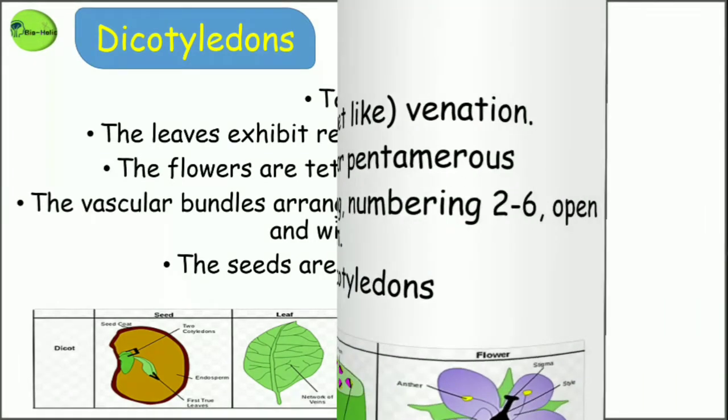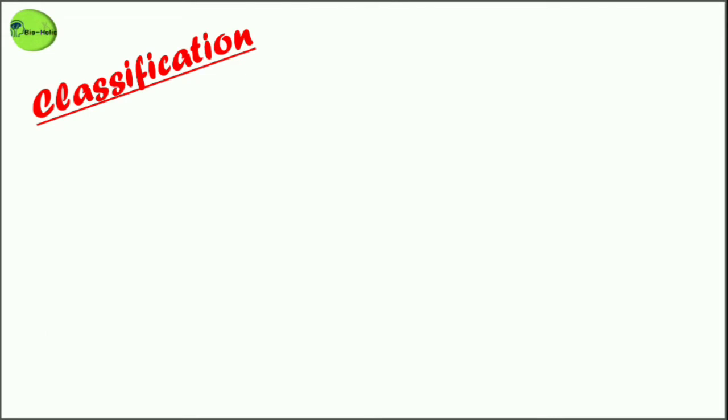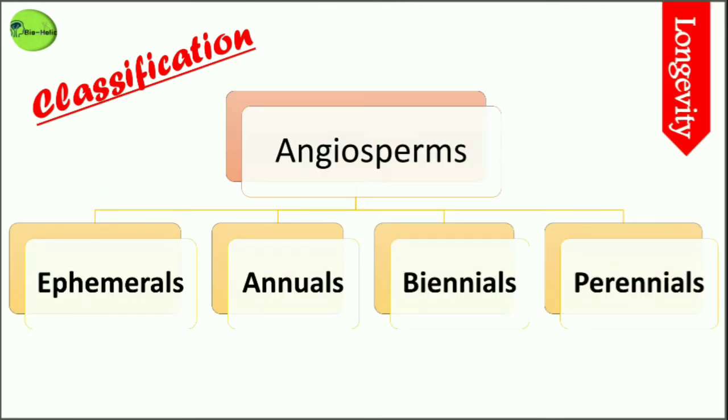Now there is another kind of classification which is mainly based on the duration of their life. First one is the ephemerals, where this category includes the plants which live only for a few weeks because of a very short growing season. Okay, an example is Arabidopsis species.